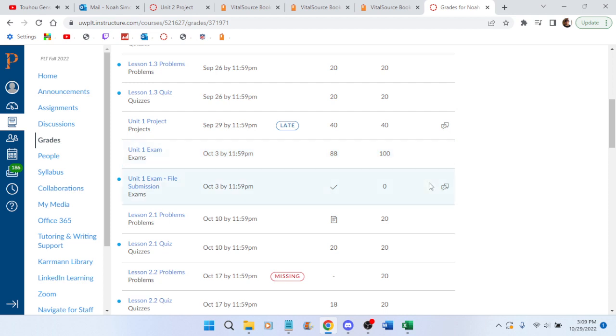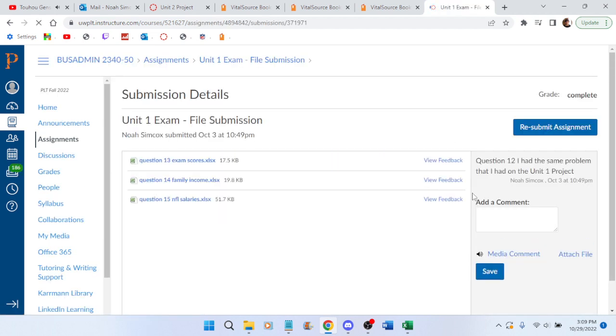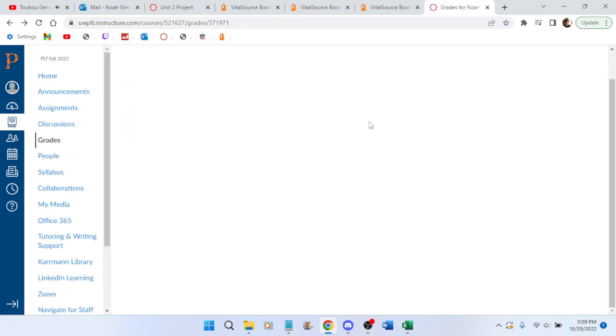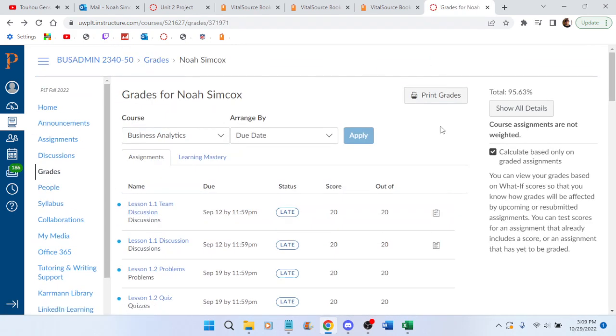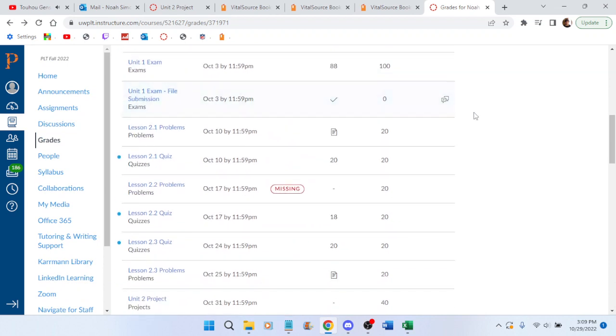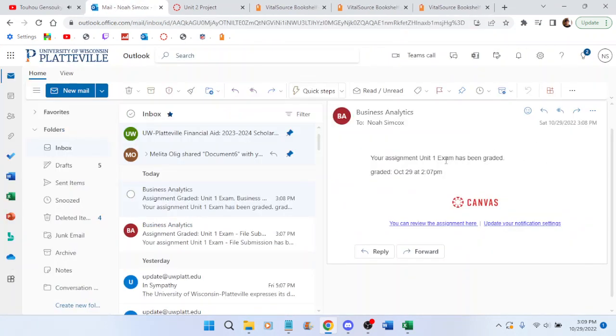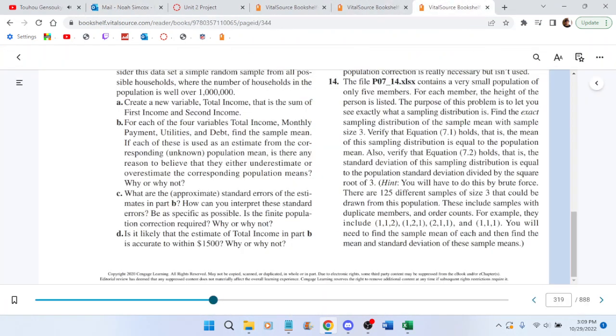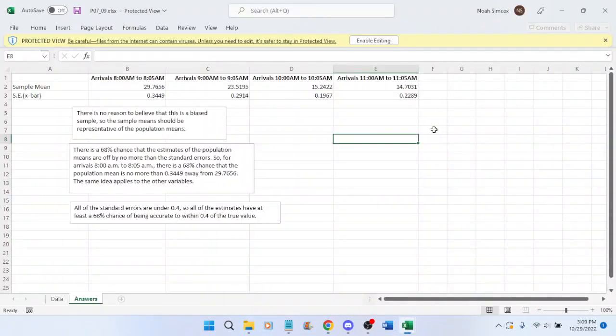88%. I got 88% out of 100. Okay, that's not that bad. So I finally got that graded. Wonder if there's feedback on this. I don't feel like looking at it. But yeah, I got an 88% in my exam, my first exam. That was a million years ago. So yeah, that was fine.